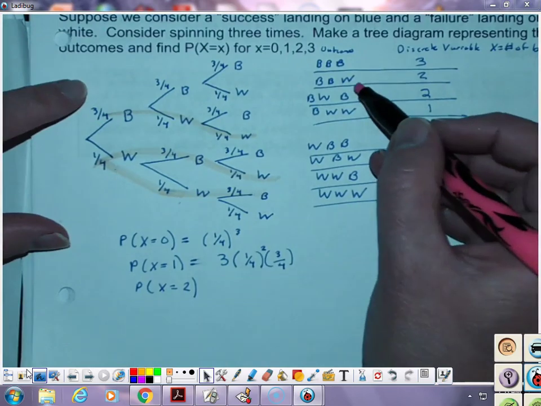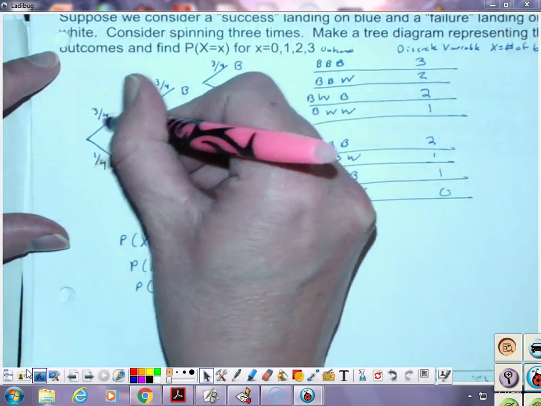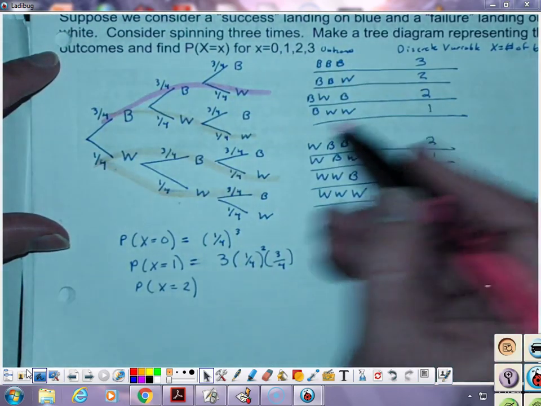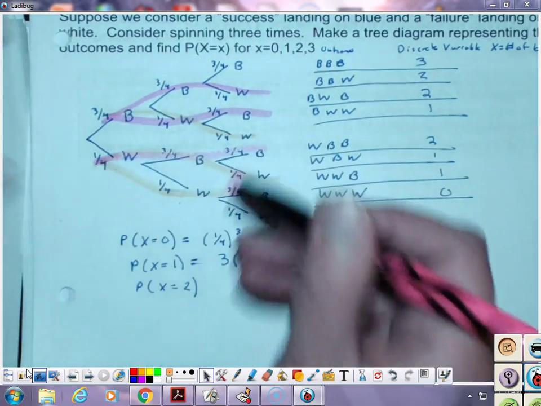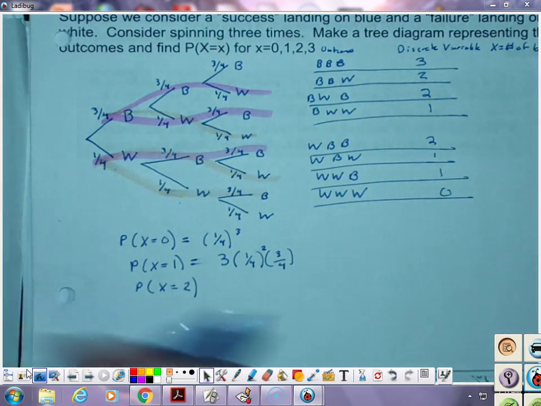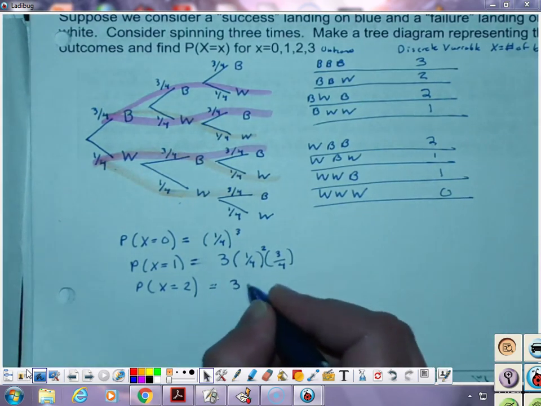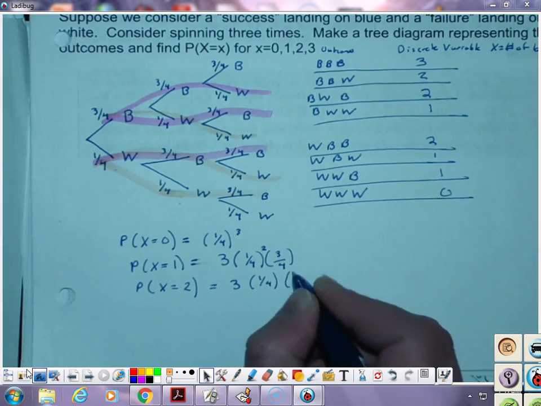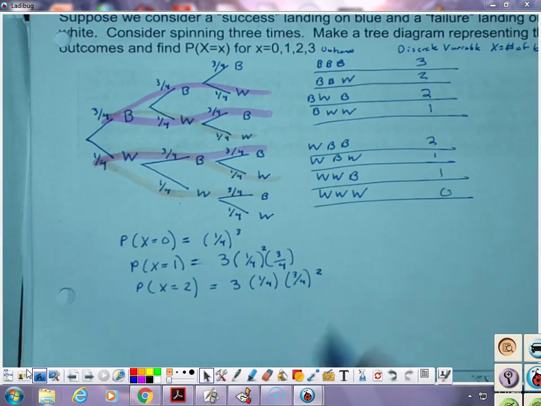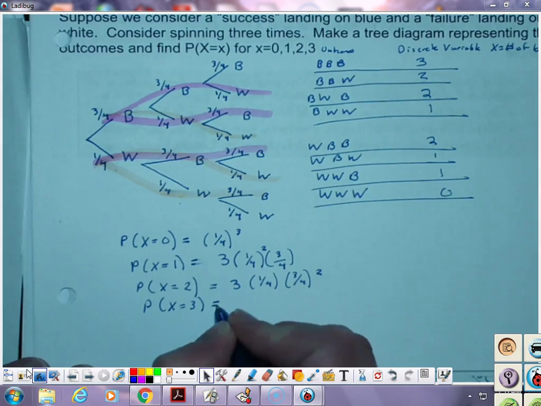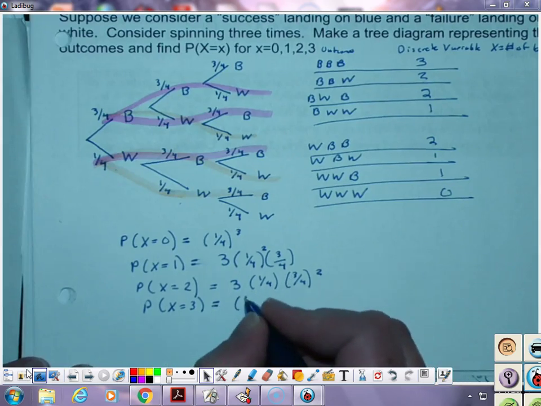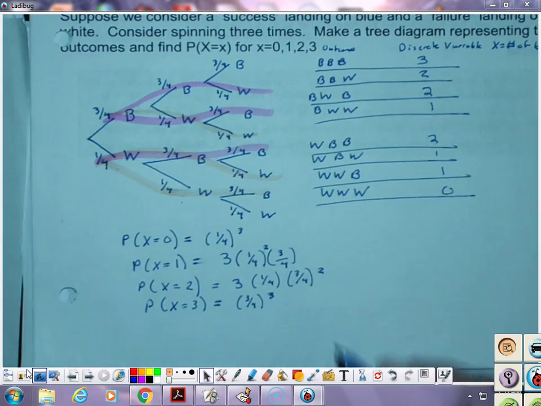So let's do those: blue, blue, white; blue, white, blue; and white, blue, blue. So let's go ahead and try 3 times 3/4 times 1/4 squared. And for the next one, we can already assume that it's going to be 3/4 cubed.